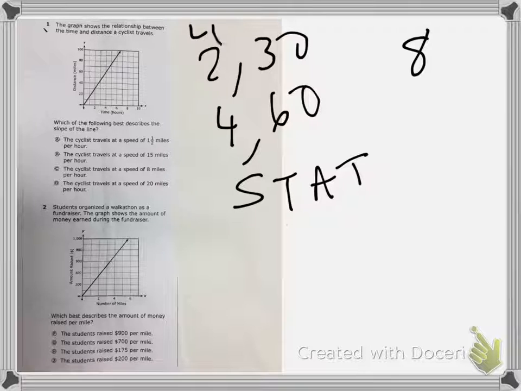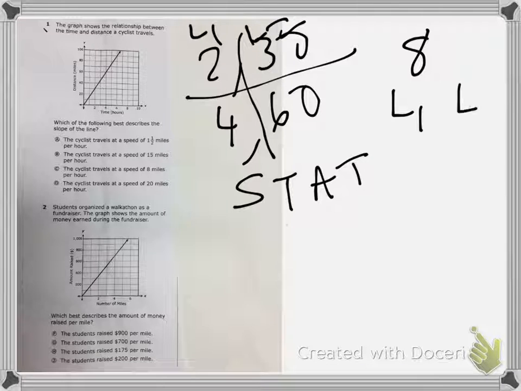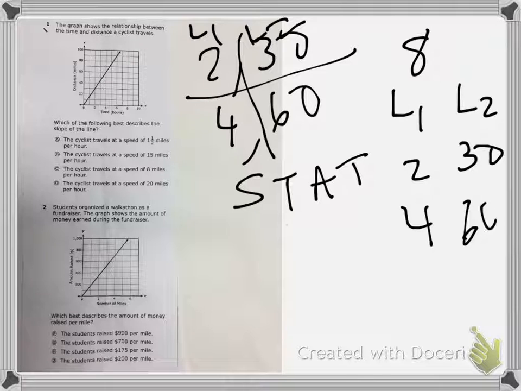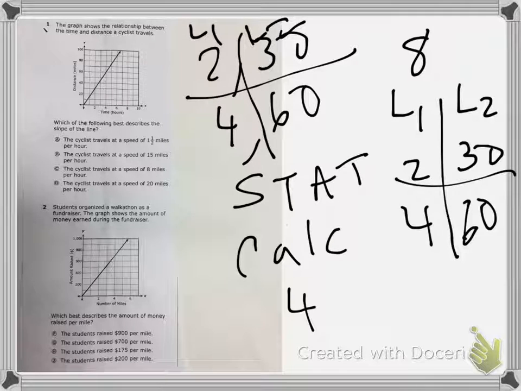And your data would be L1, you would have 2 and 4. And then for L2, you would have 30 and 60. So I'll just write that on the side. L1, L2, 2, 4, 30, 60. Put your data in, and then after that, you would go stat again, go over to calc, option 4, and press enter. And when you do that, you should see that your slope is going to be 15.